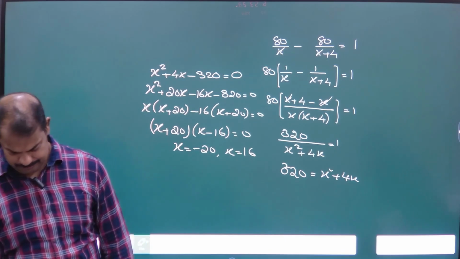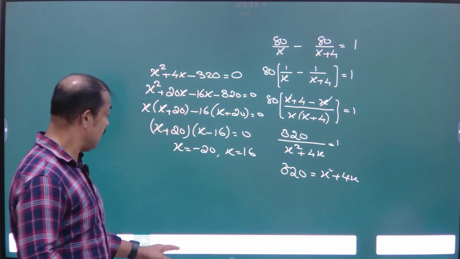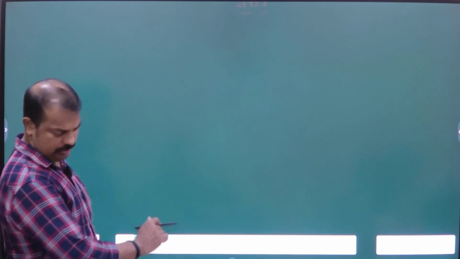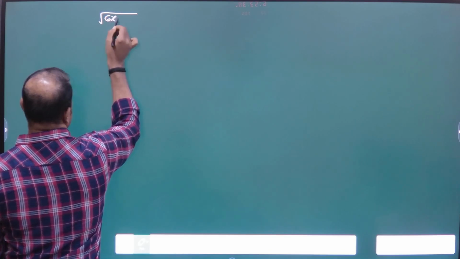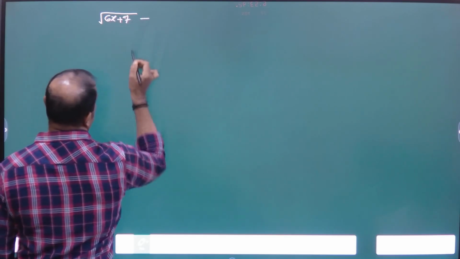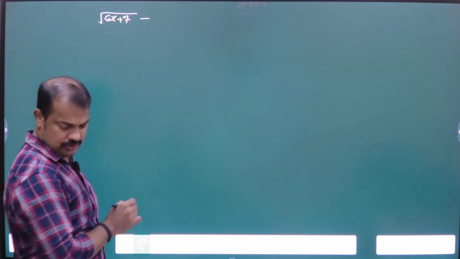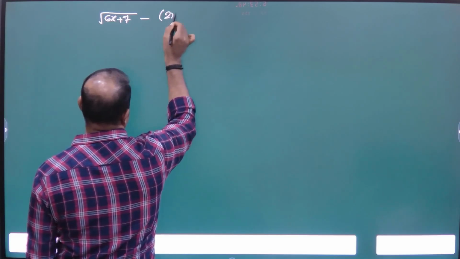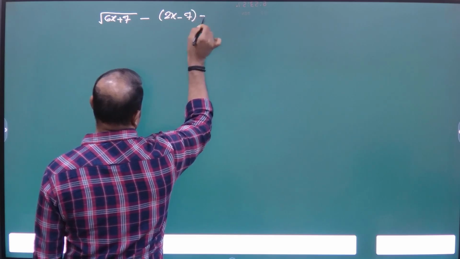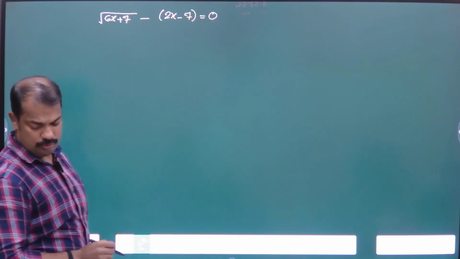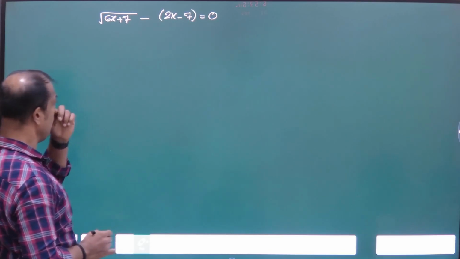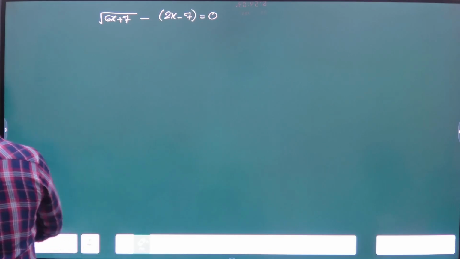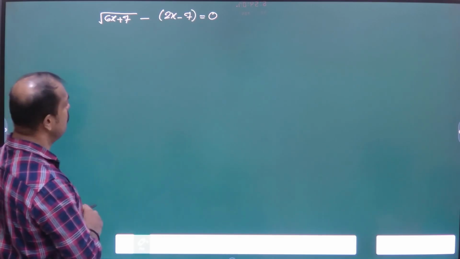Solve for x. Under root 6x plus 7 minus 2x minus 7 is equal to 0. Since this is a question with an under root, we need to be careful. Listen.